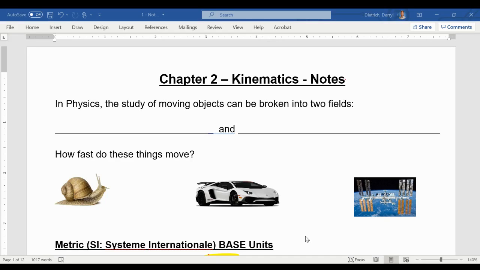Welcome back, folks. In this video, we'll start with an intro to our next unit, which is kinematics. So in physics, the study of moving objects can be broken into two fields. We will look into both of these fields. One of them is kinematics, and the other one is dynamics.